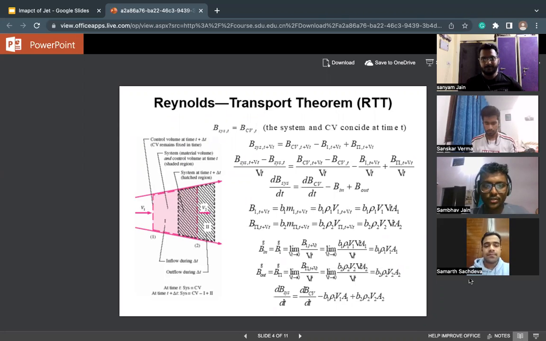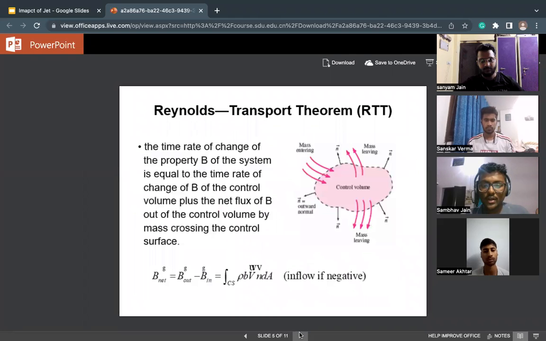As shown in the second line, the system property is equal to the property of the control volume plus the change in influx plus change in outflux. Here it is shown that the rate of change of the system property with time equals the rate of change of the control volume property with time, plus flux out minus flux in. Moving to the next slide.